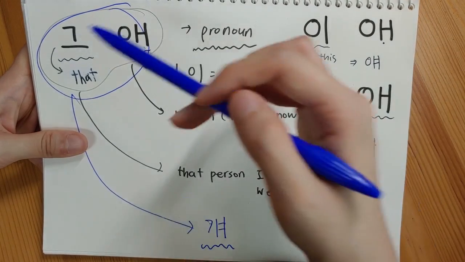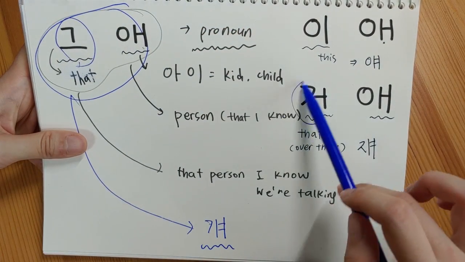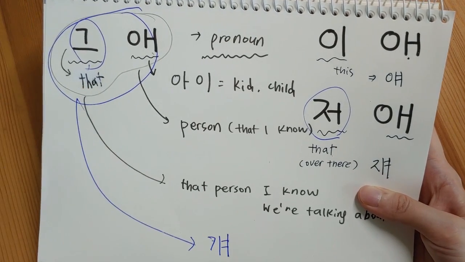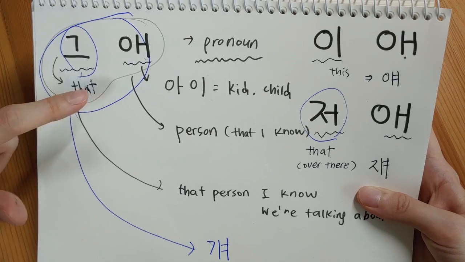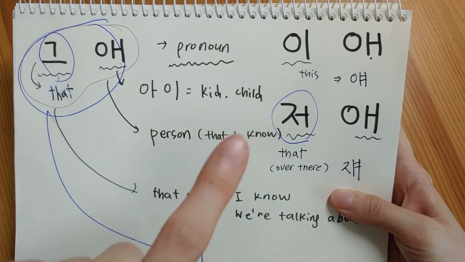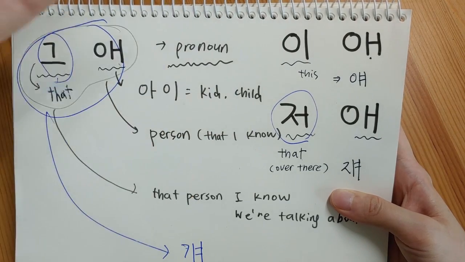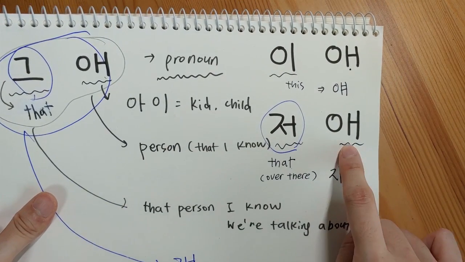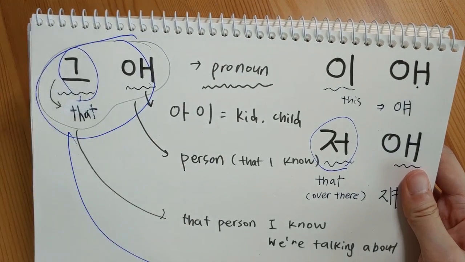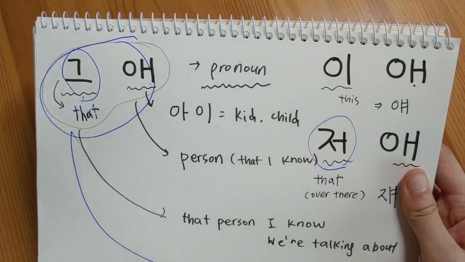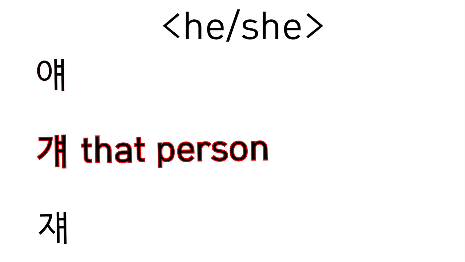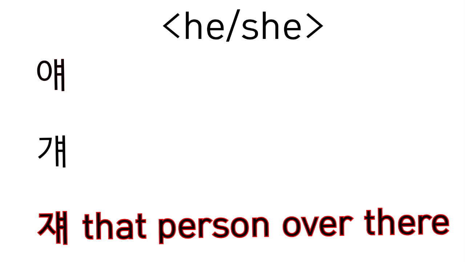And the difference between 그, this modifier, and 저, this modifier, is that 그 is talking about something out of sight. So it's only in their mind, not within their sight. But 저 can be used when you're pointing to someone or something that's within your sight. So 저애 would mean that person that we see over there. And 그애 means that person that we know in our mind, right? So that's the difference. So again, 얘, this person, 걔, that person, 쟤, that person over there.